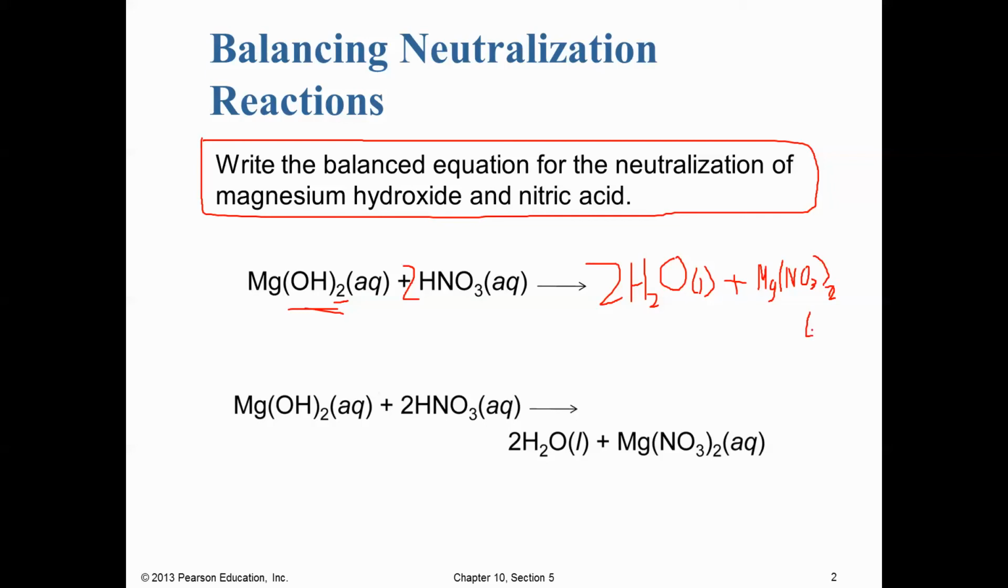I'm going to drop down below because I'm a little bit out of space right here. The state for the magnesium nitrate is going to be aqueous. So there is our not very pretty, but hopefully legible reaction between these 2 materials. We would take 1 magnesium hydroxide to react with 2 nitric acids to produce 2 H2Os and a magnesium nitrate.